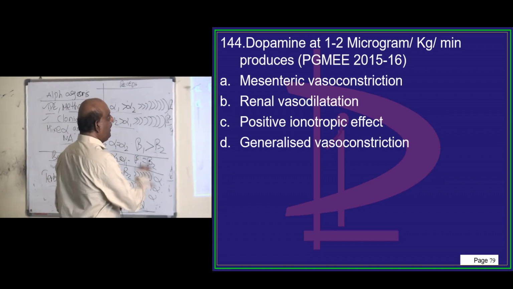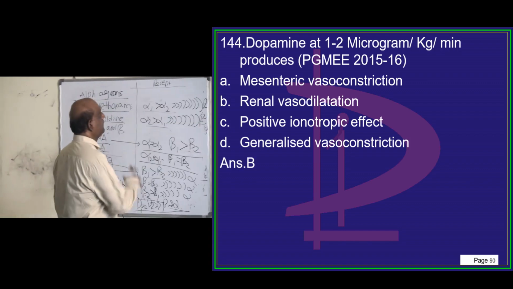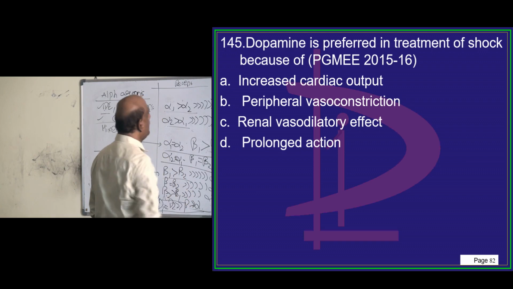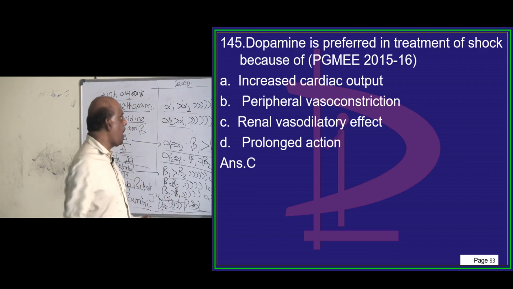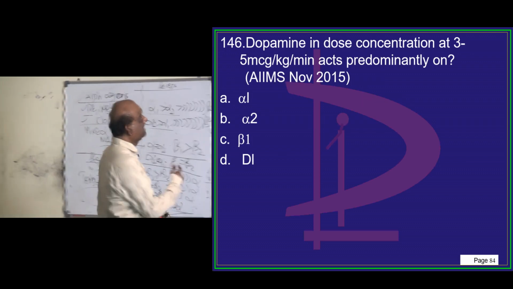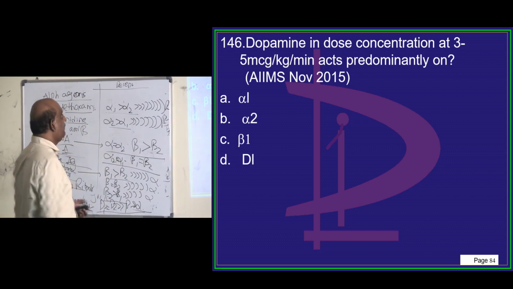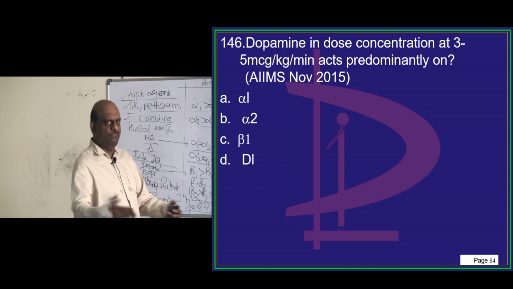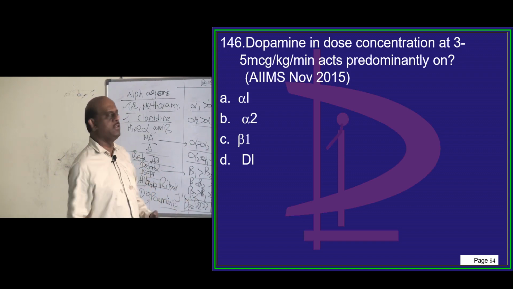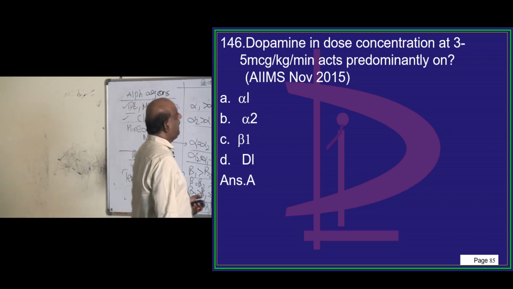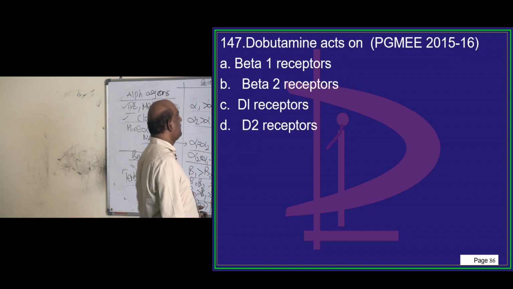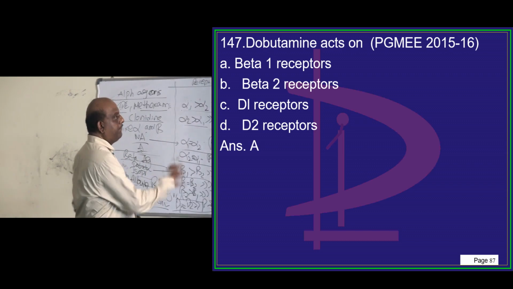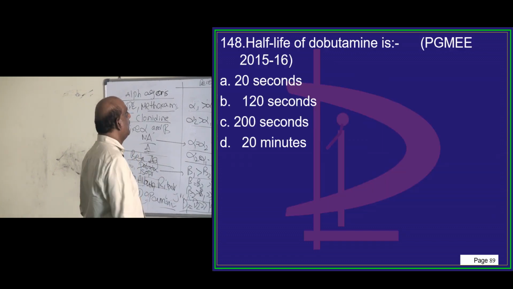So dopamine at 1 to 2 microgram per kg per minute leads to renal vasodilation because it's a low dose. Dopamine is preferred in shock because it leads to renal vasodilation. Dopamine at 3 to 5 microgram per kg per minute predominantly, what does it do? Once more, you see how frequently it is asked, AIIMS November 2015 also. Typically, it acts on the beta 1 receptors.